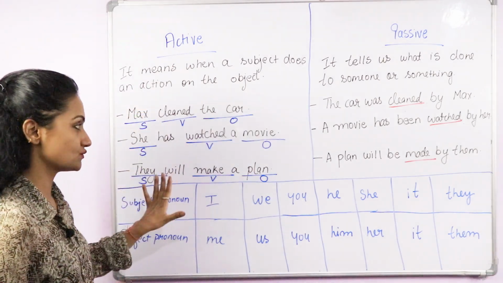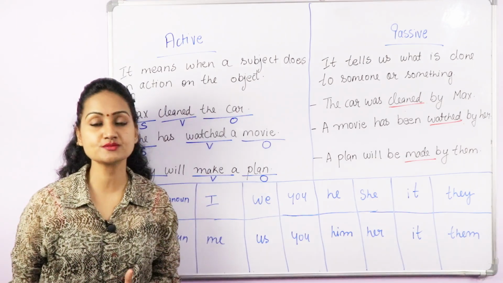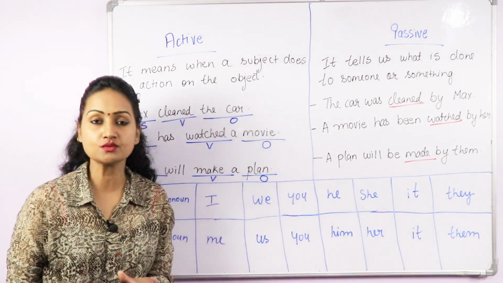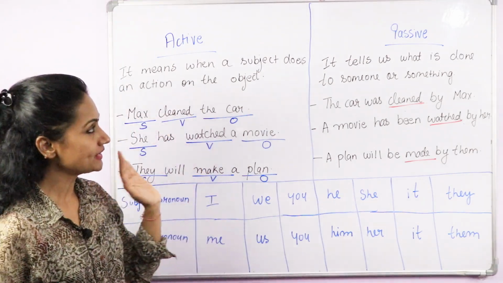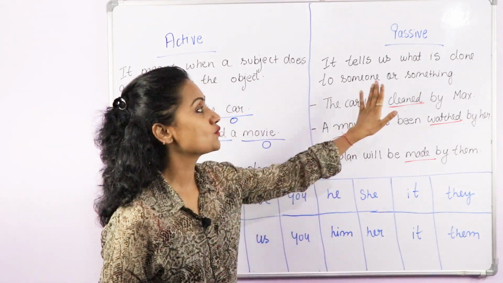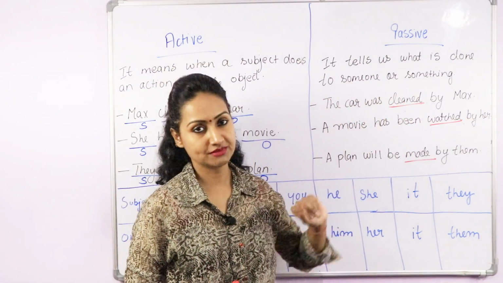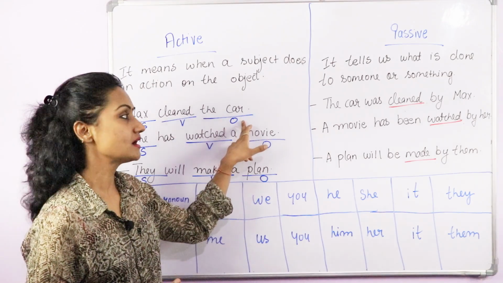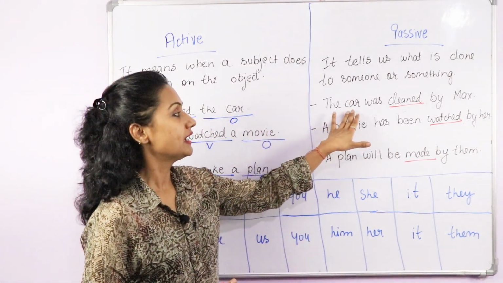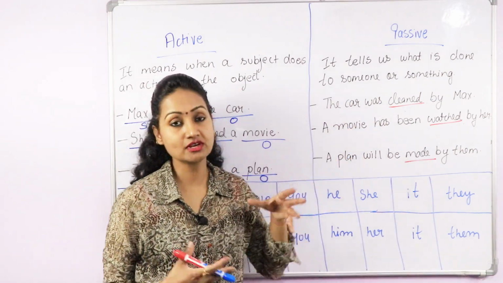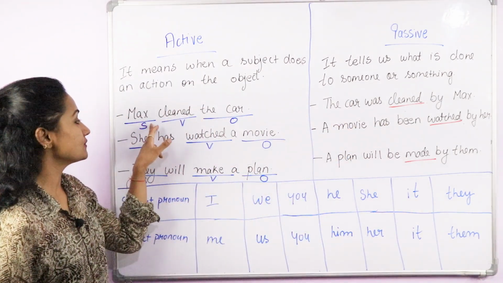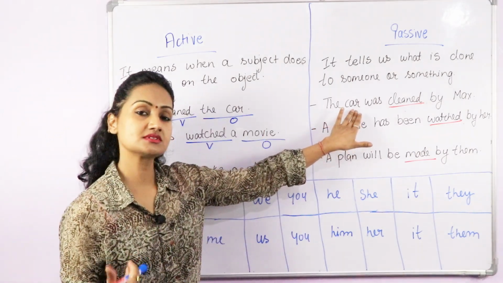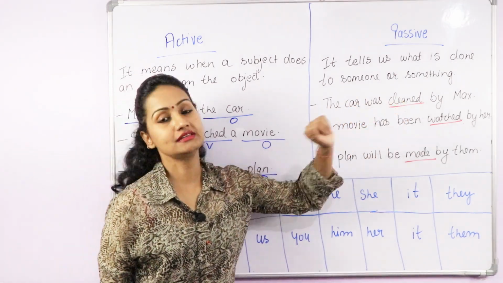So this is active voice, and generally we use active voice because it brings more clarity to the speech. Just to avoid confusion, we use active voice. Now next is passive voice. It tells us what is done to someone or something. So basically in passive voice, what happens? The object becomes the subject, the car, and receives an action. Generally in active voice, the subject is the doer of an action, but here the object, which becomes the subject, receives the action.